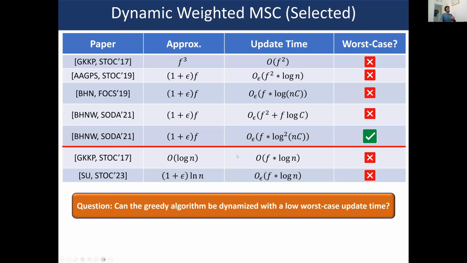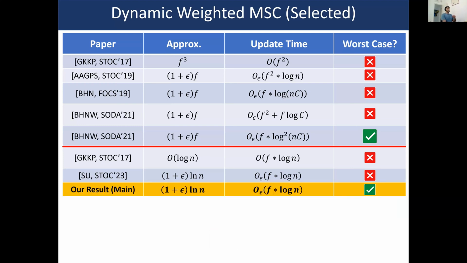So the question that we asked was, can the greedy algorithm be dynamized with a low worst case update time? Our answer to that is yes. And our main result gives the first non-trivial worst case update time. And the update time, not only is it non-trivial, it also matches the previous state-of-the-art amortized update time. And not only that, it also doesn't harm the approximation factor, which is a near optimal approximation factor since we believe we can't do better than ln n.